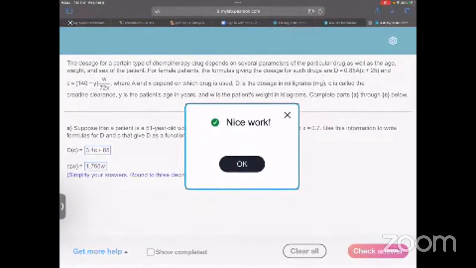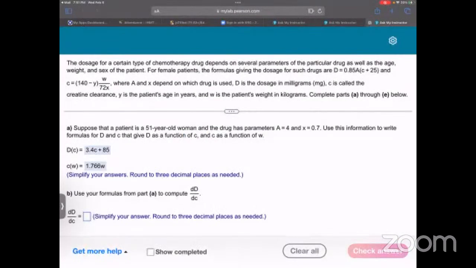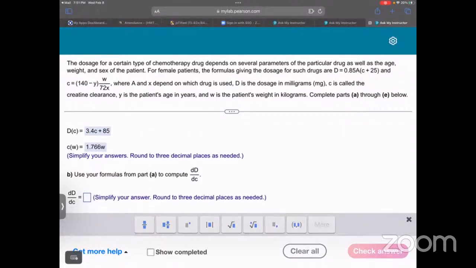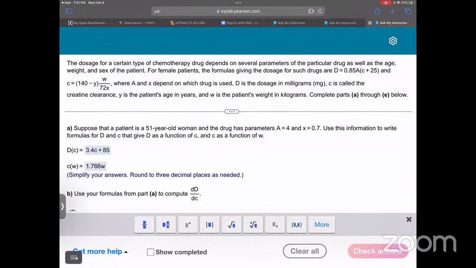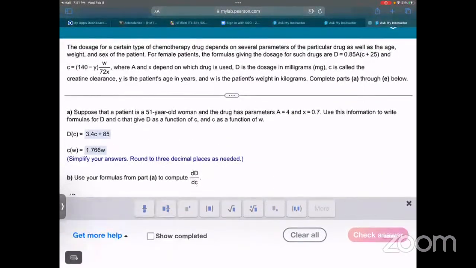Okay, so that was part A. So then use the formulas for part A to calculate the derivative of D with respect to C. So we have D in terms of C and C in terms of W. Okay, so the derivative of D with respect to C is just the derivative of the first part. Can you tell me that result there? What's the derivative of that first equation with respect to C? 3.4. Right, it should just be 3.4, right? So we're gonna go with that.